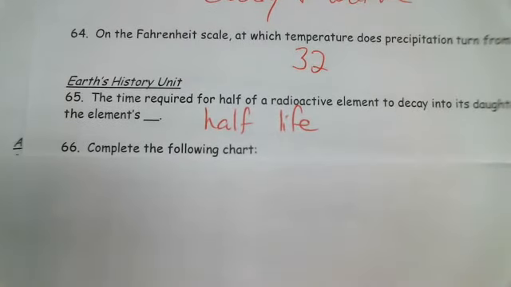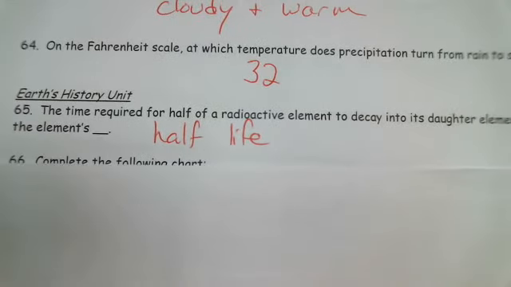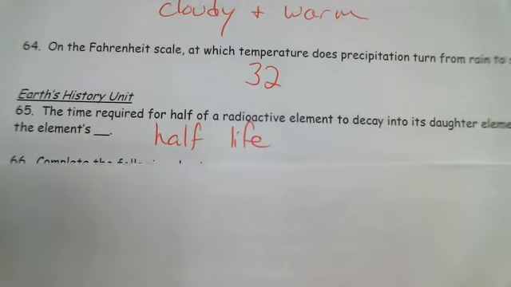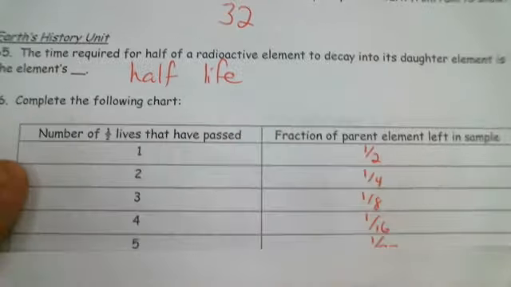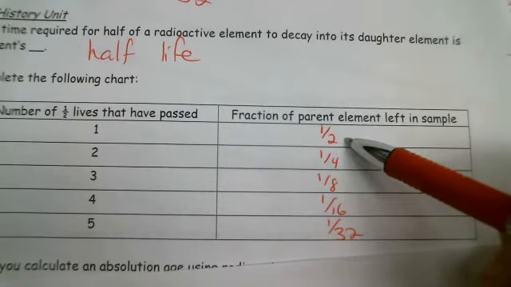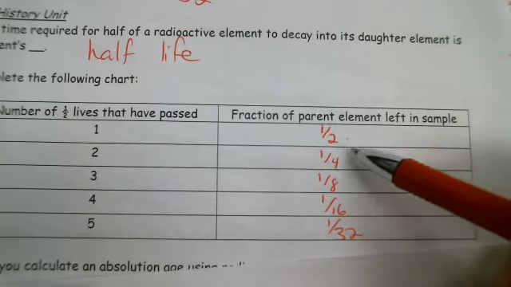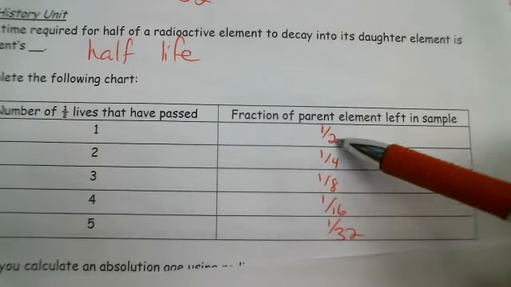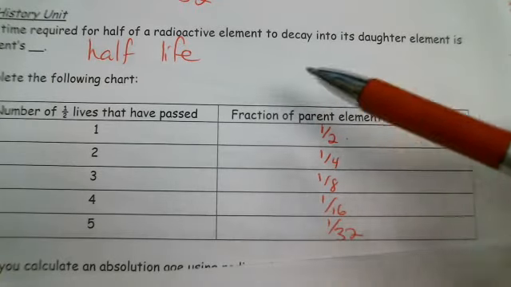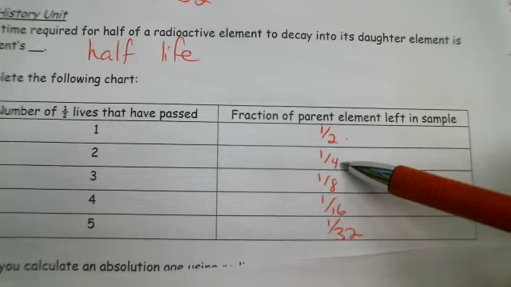Number 65, the half-life. That's the time for half the radioactive element to decay into something else. After one half-life, we'll have half of the original material left over, and half of it has turned into other stuff. After two half-lives, we have half of a half, which is a quarter. After three half-lives, we cut this in half again.